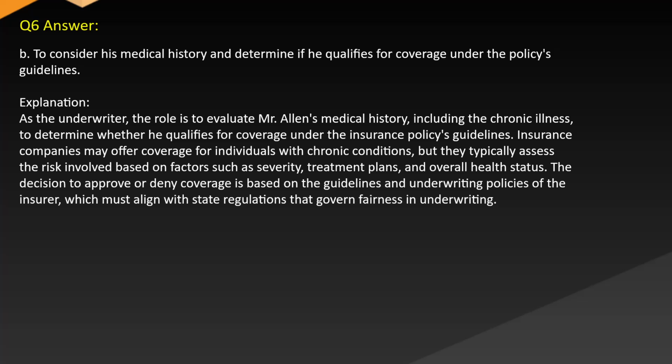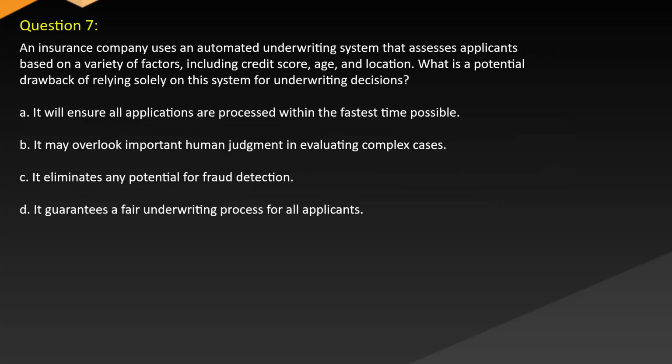The decision to approve or deny coverage is based on the guidelines and underwriting policies of the insurer, which must align with state regulations that govern fairness in underwriting. Question 7. An insurance company uses an automated underwriting system that assesses applicants based on a variety of factors, including credit score, age, and location. What is a potential drawback of relying solely on this system for underwriting decisions?